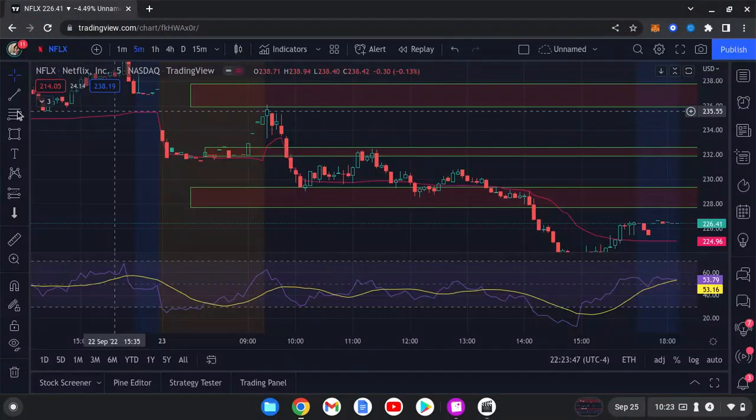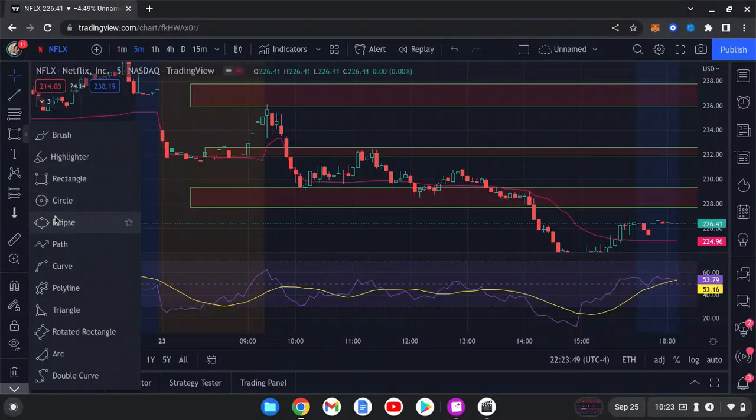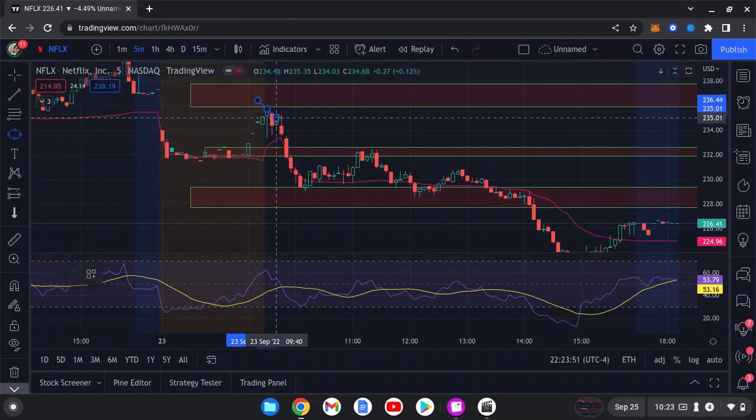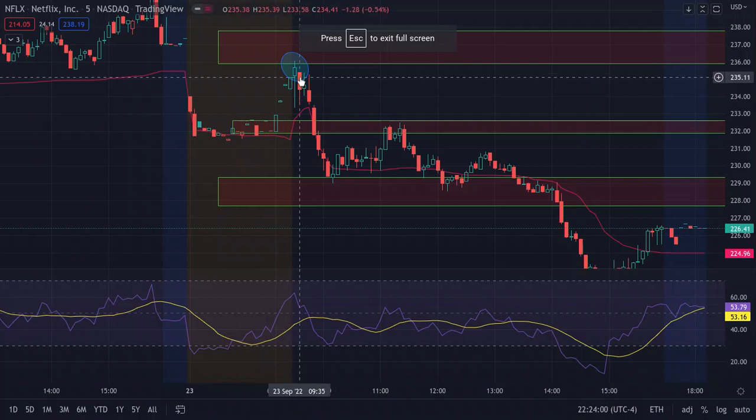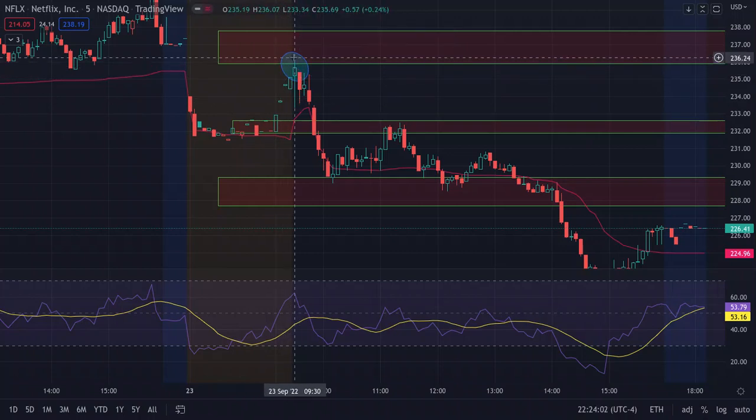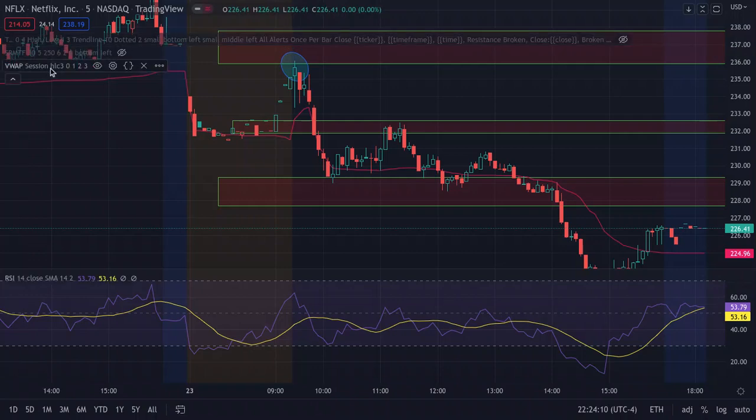We know that we have this zone right here that would be a resistance level. It's a supply level that's right above. So Netflix opens up, it comes into this zone, and we can look for puts around this area. It's at $236. It's in a supply level. Our RSI is oversold.